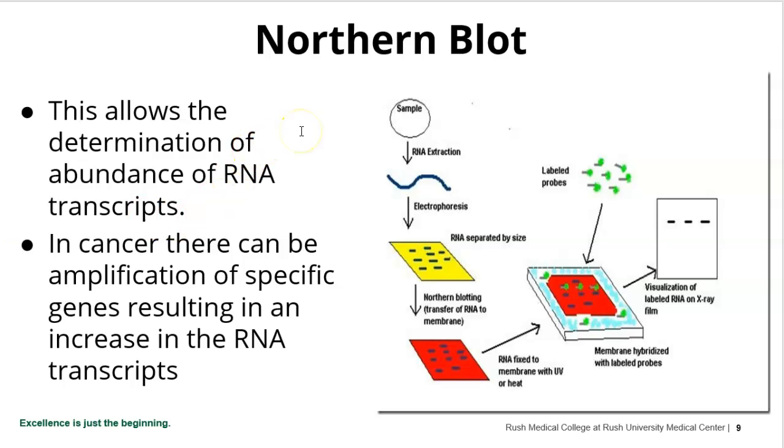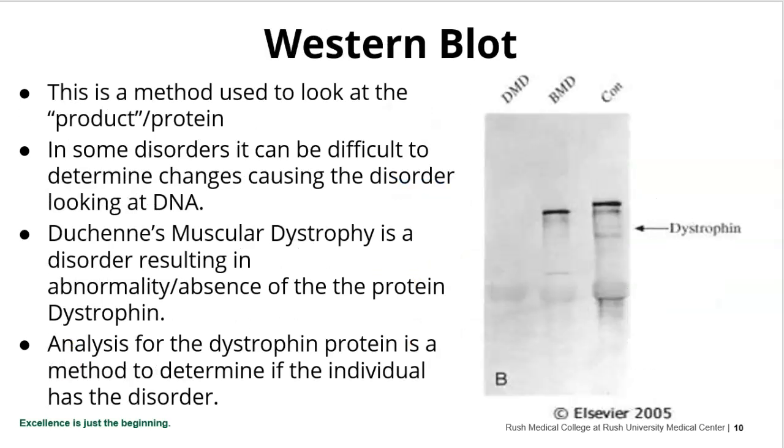With a northern blot, again, the same thing. We extract RNA, we separate it, we transfer it, and then we see where it is. And here we have a western blot. We actually take the protein and we separate it.